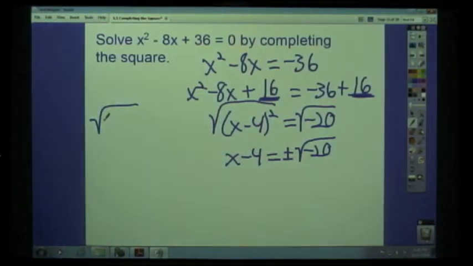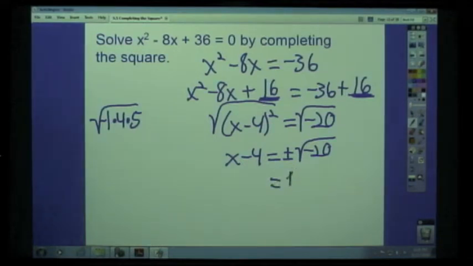Negative 20 can be split up into negative 1 times 4 times 5. Why did I do that? Because I can take the square root of negative 1. We talked about that last time in class. That's the imaginary unit. Square root of 4 is 2. And the square root of 5 I can't do, so I'll leave it on the inside.